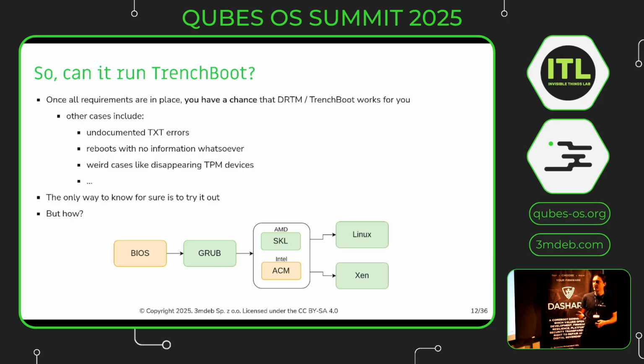So how do we try that complex stuff? Because you have several components that you need to assemble to have this TrenchBoot going on. You have GRUB, you have Linux, you have Xen. There are different patches, different branches. It's all in ongoing development, right? There are also some components from Intel, like ACMs, that might need to be used.